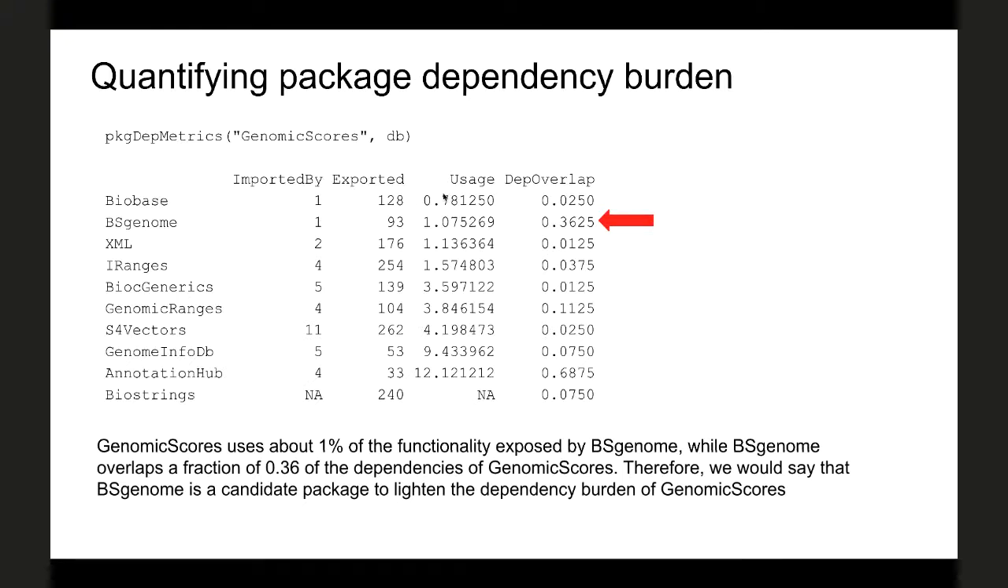And then the idea is that you look to the dependency that you are using the least, but that has the largest overlap in the dependency graph, that represents the largest portion of the dependencies. And here a clear candidate is BS genome. I'm just using one function from BS genome, so it represents 1% of the functionalities provided by BS genome, but it represents a fraction of 0.56 in my whole dependency burden, the dependency burden of genomic score. So it's a great candidate for being removed as a dependency. This is what I actually did in the devel version.